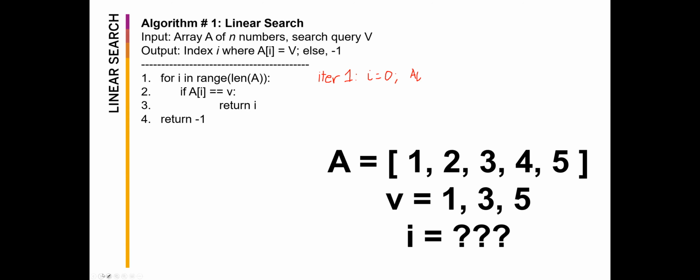A[I] would be equal to A[0], which is 1, and V is still, let's use 3. So is A[I] equal to V? The answer is no, because 1 is not equal to 3, so we move to iteration number 2. We again loop it, we go to the next I.